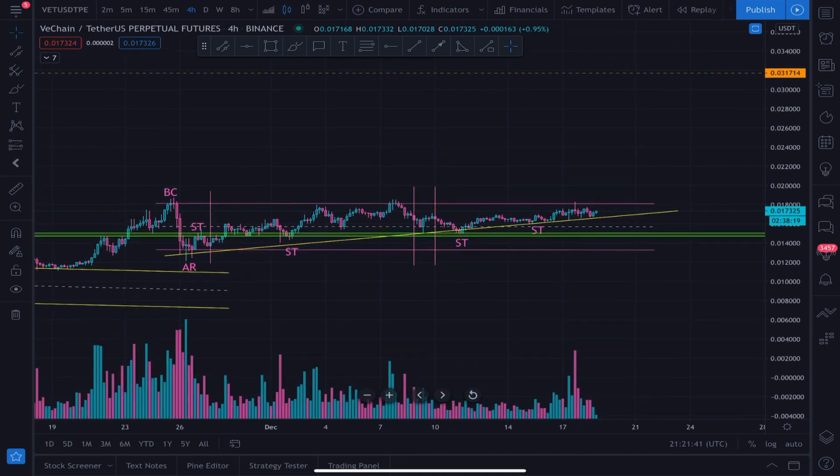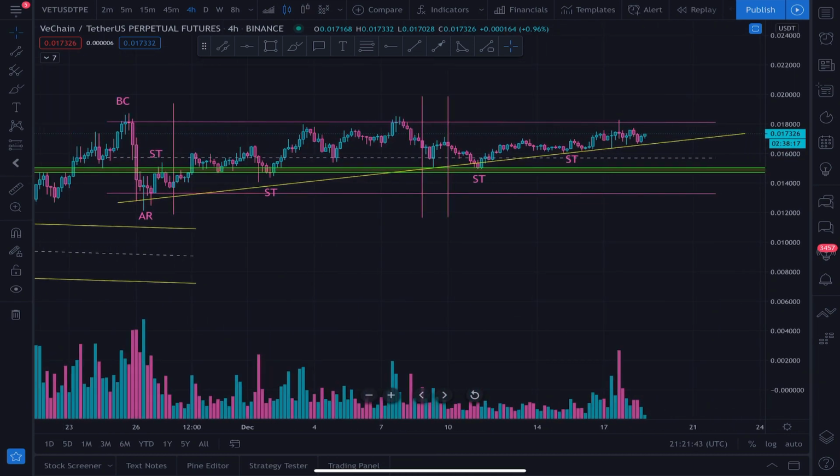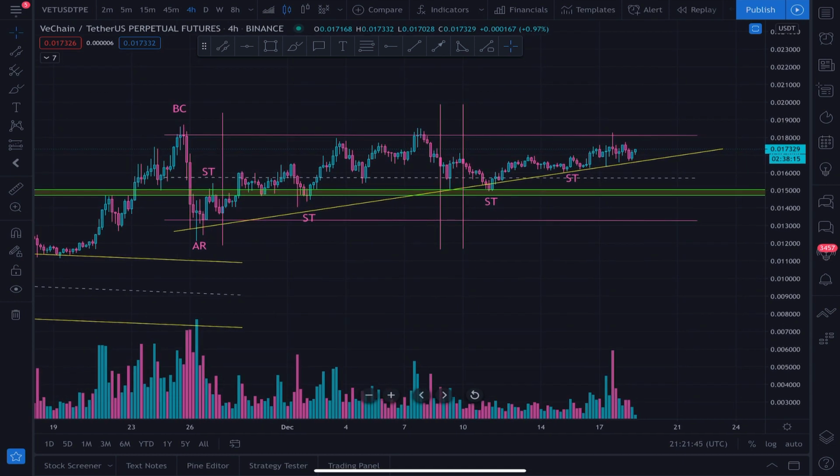So that's what that green range is. Again, you can see the contraction of the volume, the contraction of the supply, and the contraction of the spread of the price candles. This is looking really good. Buyer's climax, automatic reaction, secondary test, phase A.